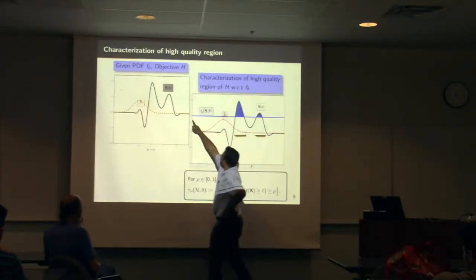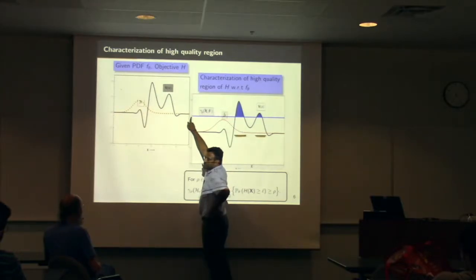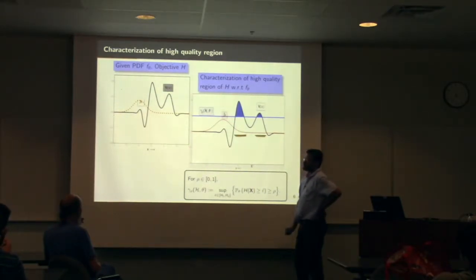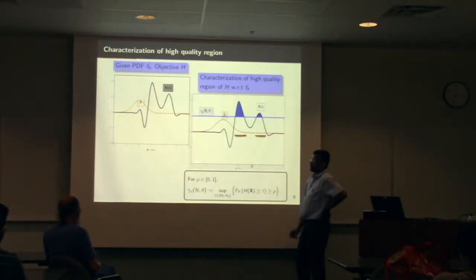No, actually you get something on the range of H. Yes. Okay, so it's like the supremum of the set of all values of H(x) beyond which the probability of H(x) being greater than that value is at least rho. Yes. That makes sense. Okay.